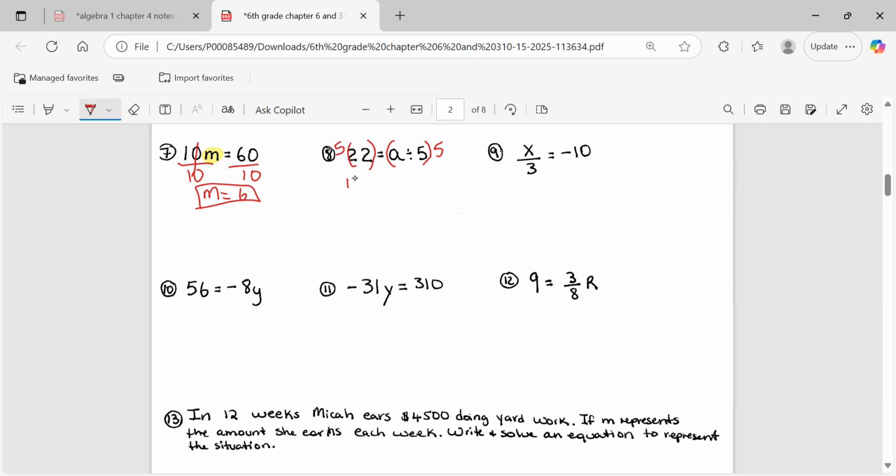So that 110, I'm sorry, the 5 will cancel out, and I'm left with the a on the right side. So a is equal to 110. And to be fair, 110 divided by 5 is 22.